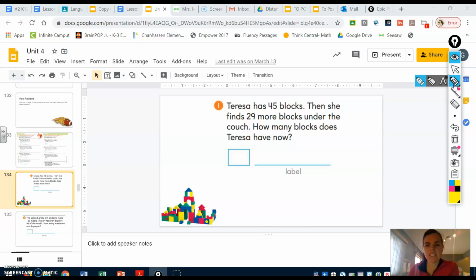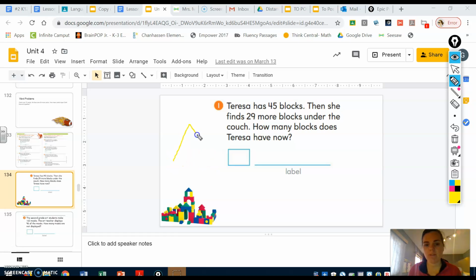Hi, second grade friends. I figured out how to write on the computer screen, so you will see what I am doing. So for number one here, it says Teresa has 45 blocks, then she finds 29 more blocks under the couch. How many blocks does Teresa have now? So you need to have a math mountain and an equation.